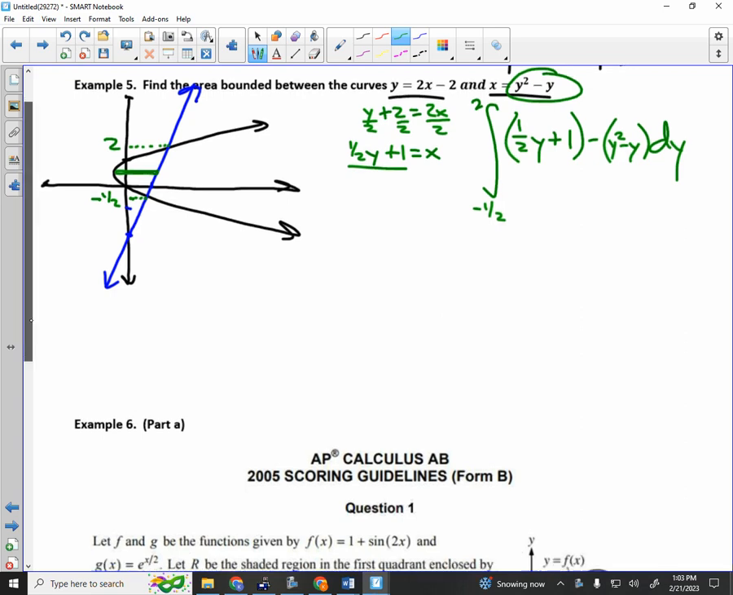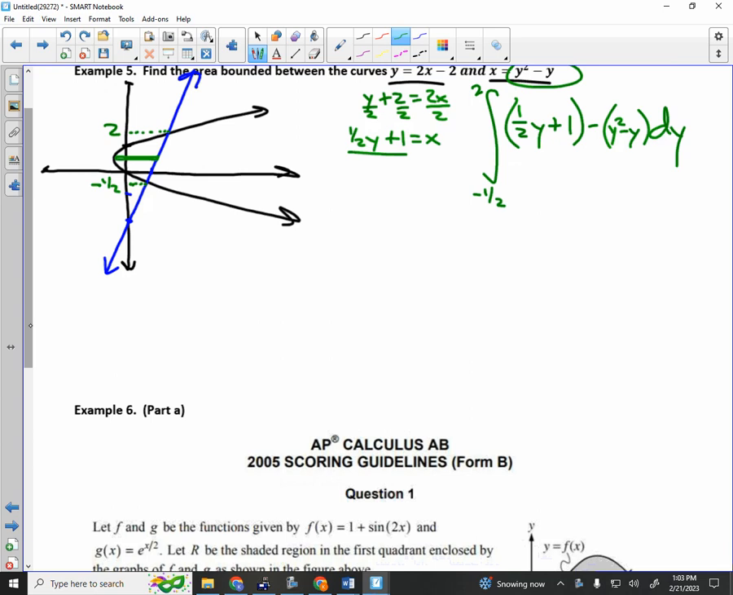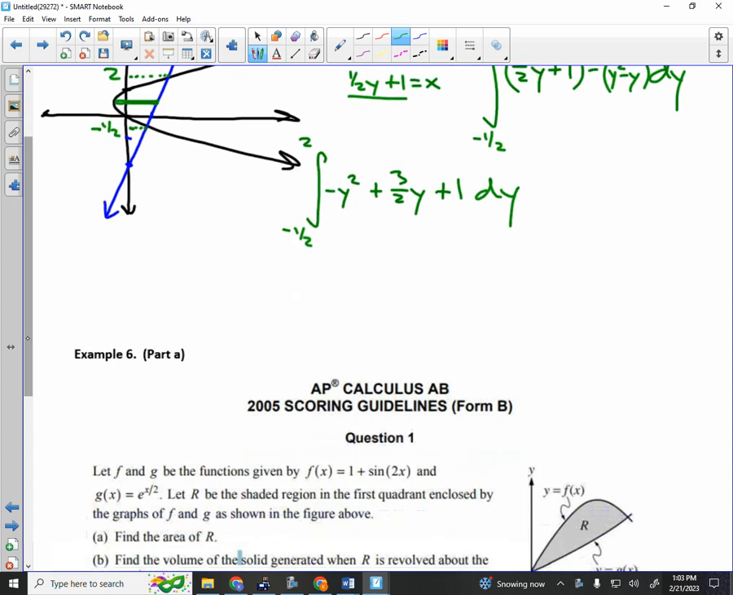Okay. All right. So let's integrate here. We have the integral from negative 1/2 to 2 of, and let's combine some of these things together. We'll have a negative y squared. I have a 1/2 y minus a negative y, positive 3/2 y. And then I have a positive 1. So we need our antiderivative.